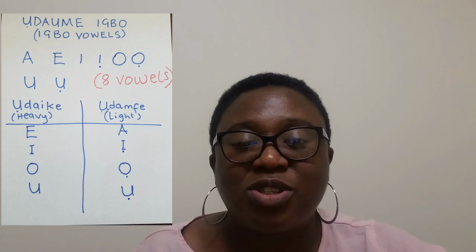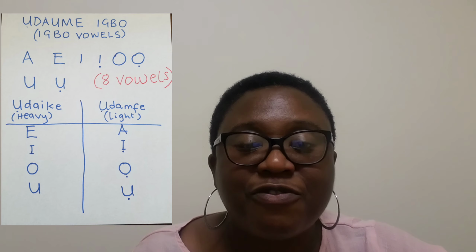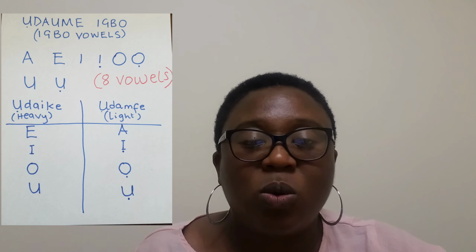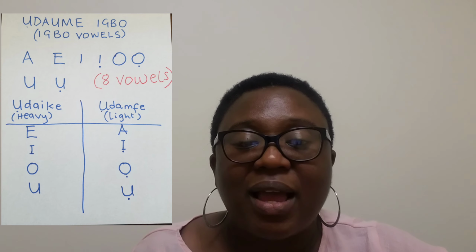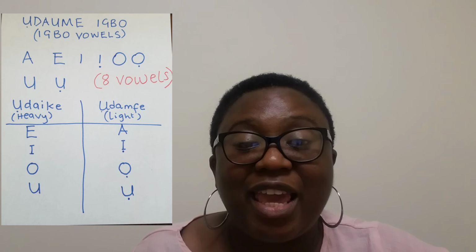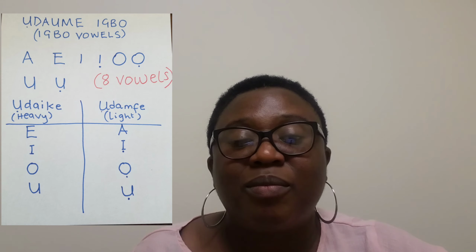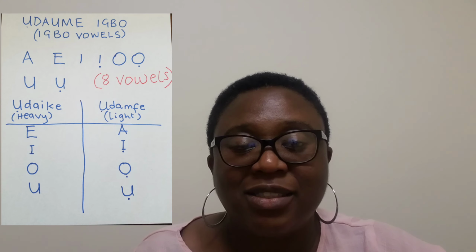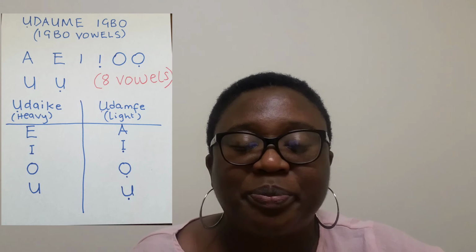And the light vowels are ôdaume. So you say ôdaume, light vowels, and they are a, e, o, and o.